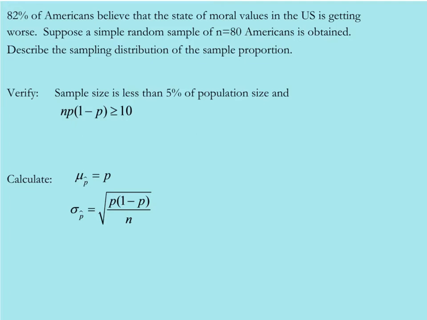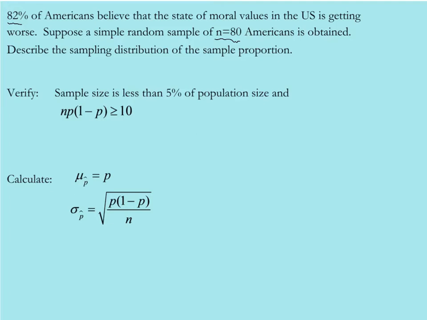All right, now let's look at an example using those formulas, and we change our 76% to 82%. I'm not sure exactly why, but we use a different number here. So we have 82%, remember that number, of Americans believe that, again, the state of moral values is getting worse, and we're taking a random sample of 80 Americans. Describe the sampling distribution, okay?